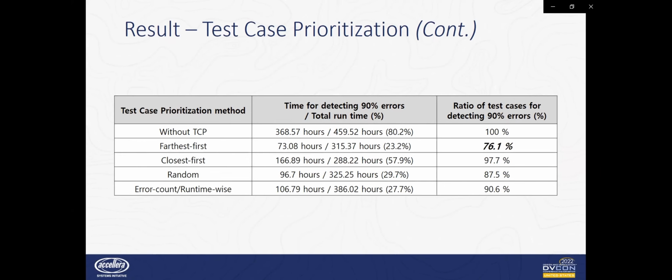Of all methods, the farthest first method used only 76% of test cases. In these experiments, we expected the error count and runtime-aware algorithm might show the best performance, but it was not. We found that the lack of historical data could be the cause of the lower performance of the algorithm. In our empirical view, the performance of the algorithm will be better when it accumulates more historical data from multiple verification cycles.